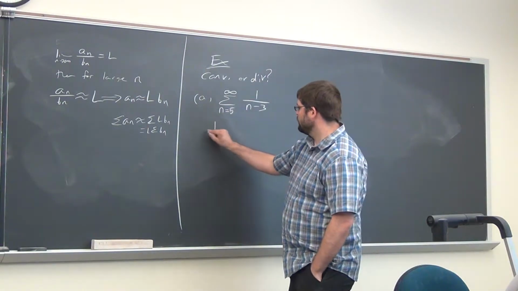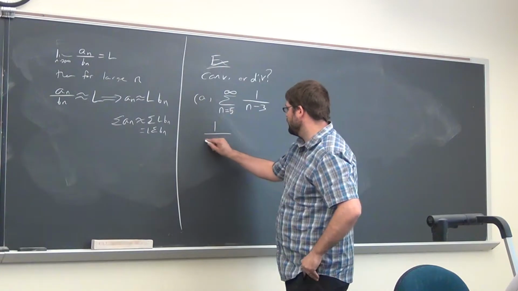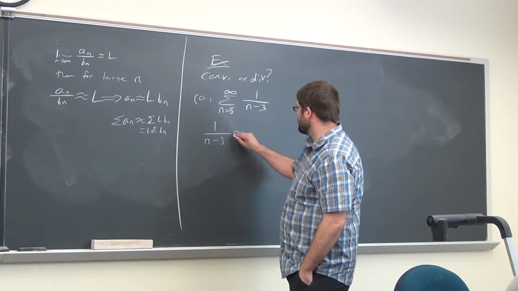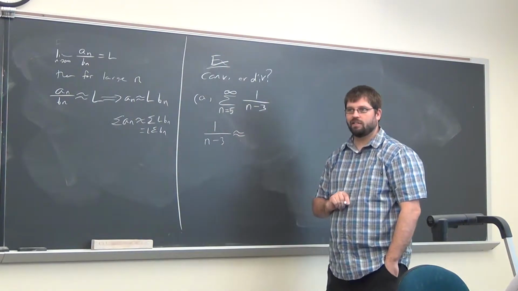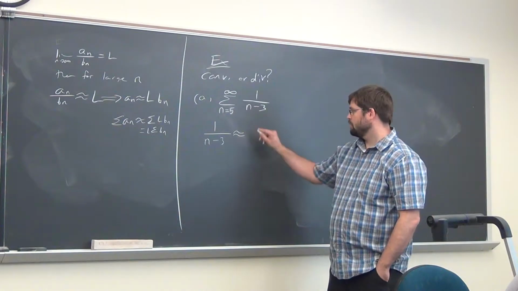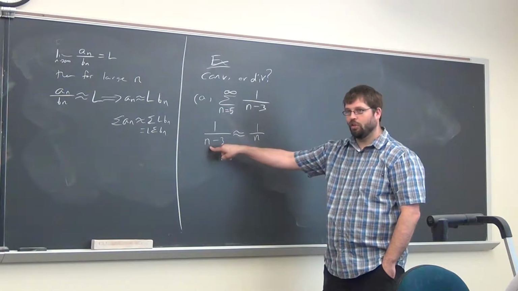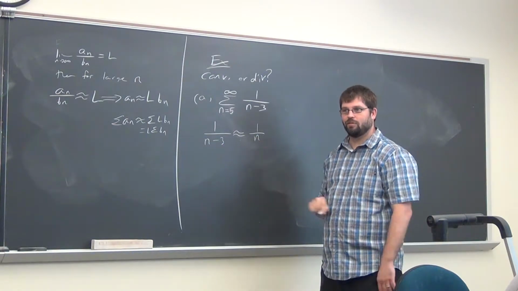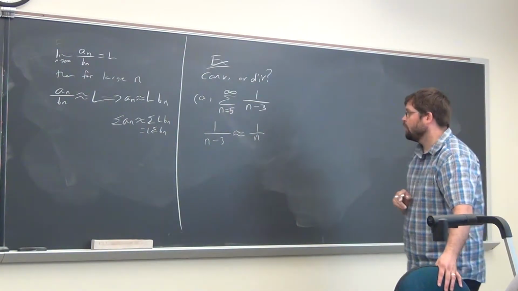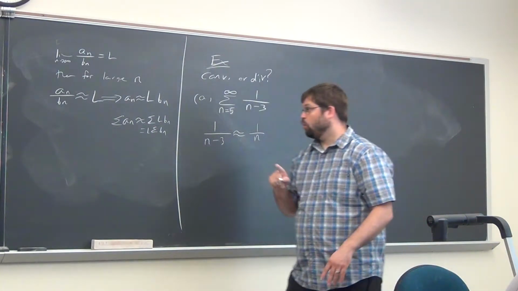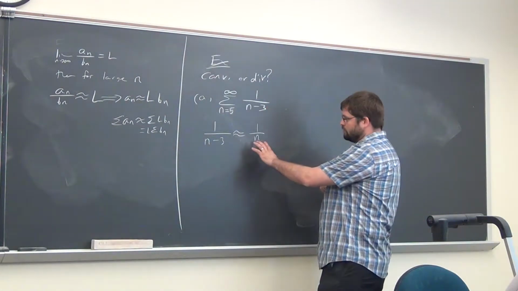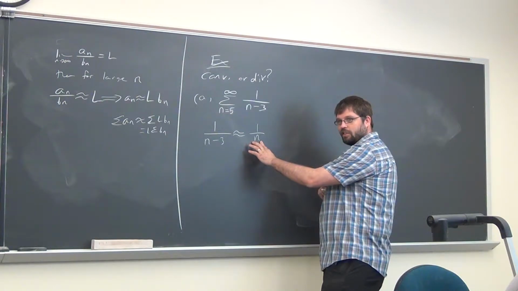But this is just a much more convenient way to find it. So all we're going to say is, as n gets big, what's this going to behave like? 1 over n, right? If n's a billion, a billion minus 3 is close enough to a billion. And so it's going to behave like that. Now, the sum of 1 over n, does it converge or diverge?